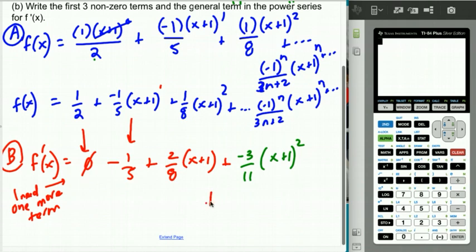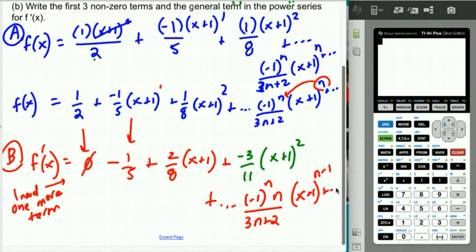And then my general term, dot, dot, dot, when I drop this n down in front, I'm going to get a negative 1 to the n times n over 3n plus 2, and then x plus 1 to the n minus 1. And that's it, right? So I'm writing my first 3 non-zero terms, 1, 2, 3, and the general term. Notice I clearly communicated which function was which in both parts of my problem.